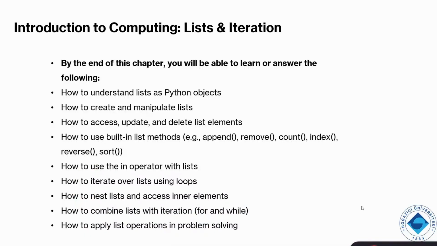By the end of this chapter, you will be able to understand lists as Python objects, create and manipulate lists, access, update, and delete list elements, use built-in list methods like append, remove, count, index, reverse, and sort, use the in operator with lists, iterate over lists using loops, nest lists and access inner elements, combine lists with iteration like for and while, and apply list operations in problem solving.